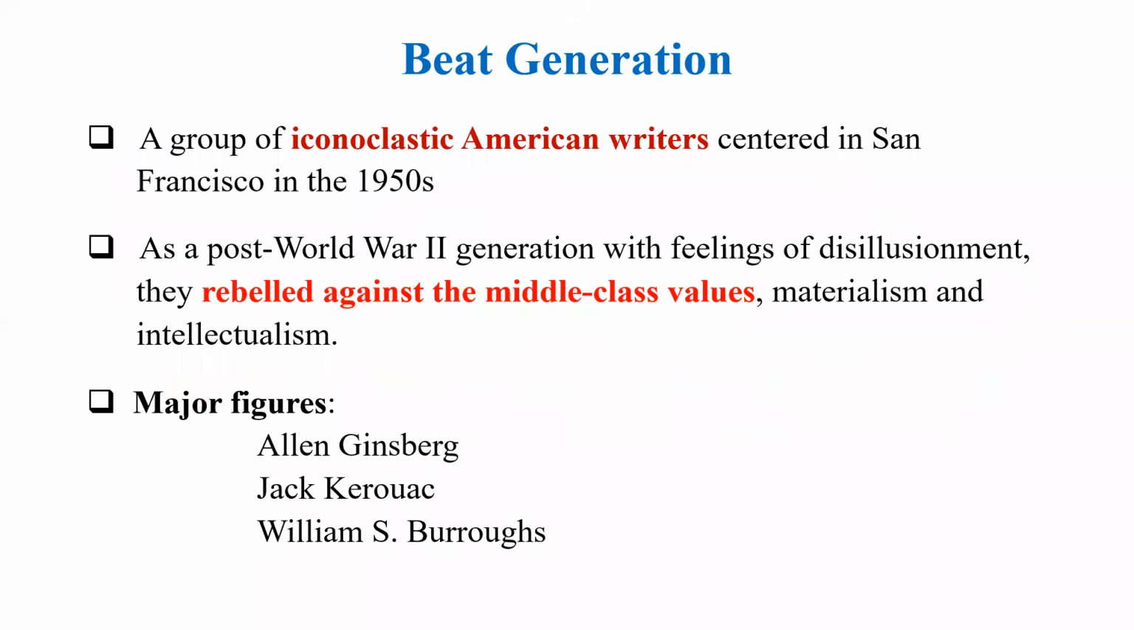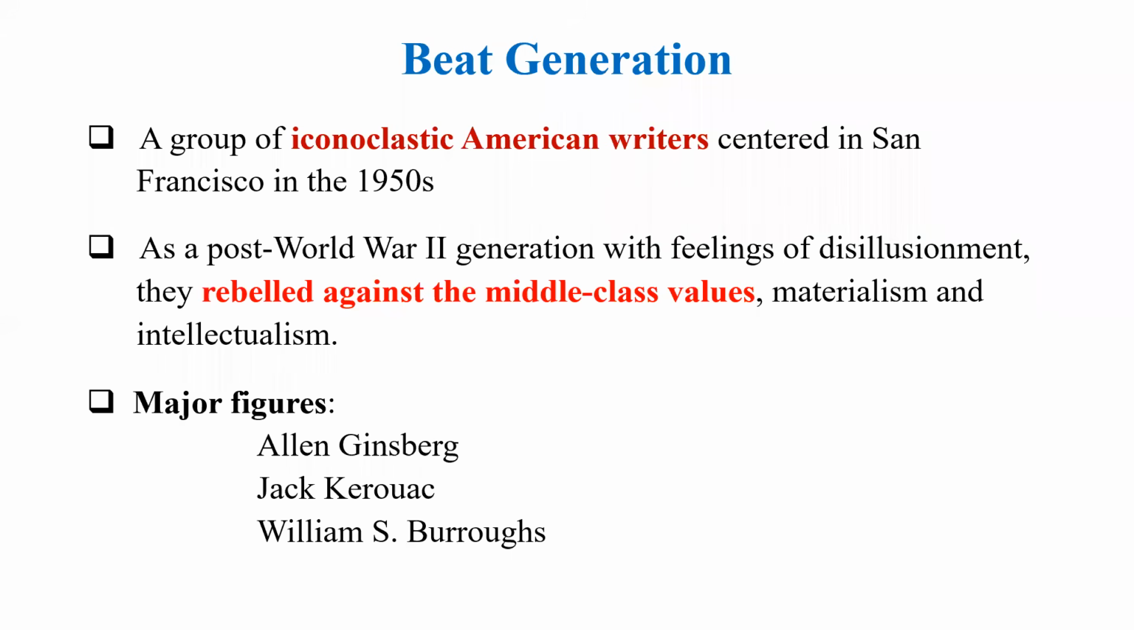Beat Generation, a kind of iconoclastic American writers in the 1950s. They lived their life in their own way. They took drugs. They had no morality, I won't say. They didn't bother about sexual relationships. They experimented with writing, something called automatic writing. They took opium, wine, drugs. They started writing whatever came to their mind.